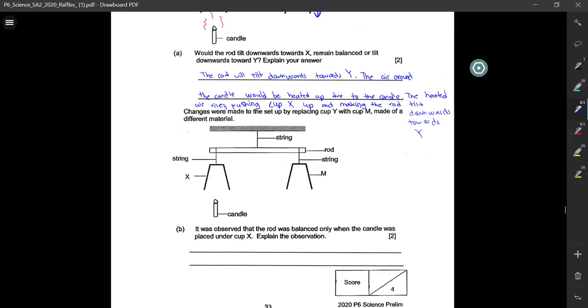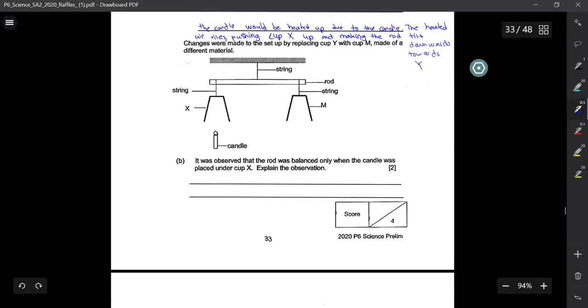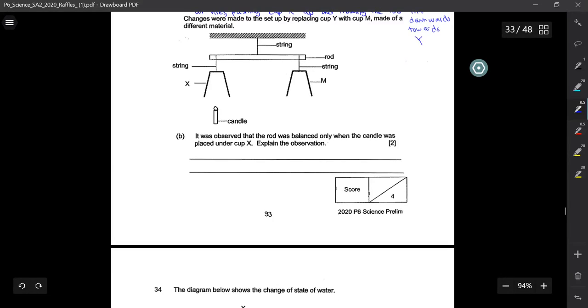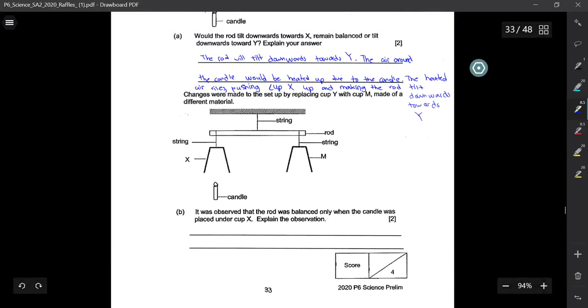Okay. Changes were made to the setup by replacing cup Y with cup M, made of a different material. Alright? So B, it was observed that the rod was balanced only when the candle was placed under cup X. Explain the observation. Alright, so if it is balanced only when the candle is placed underneath X, that would mean that M has to be lighter than cup X, or cup X has to be heavier than M.